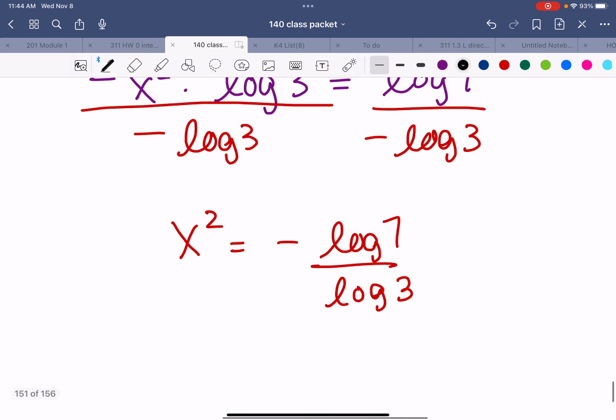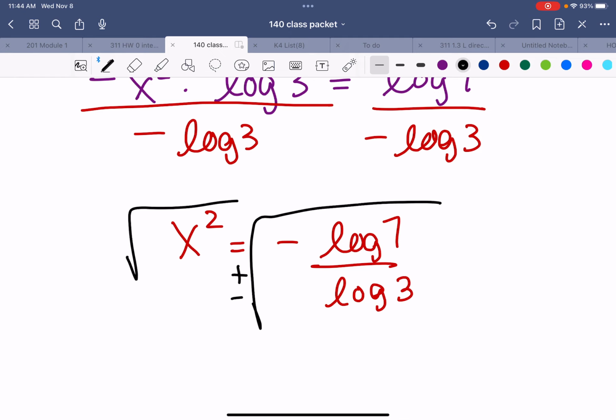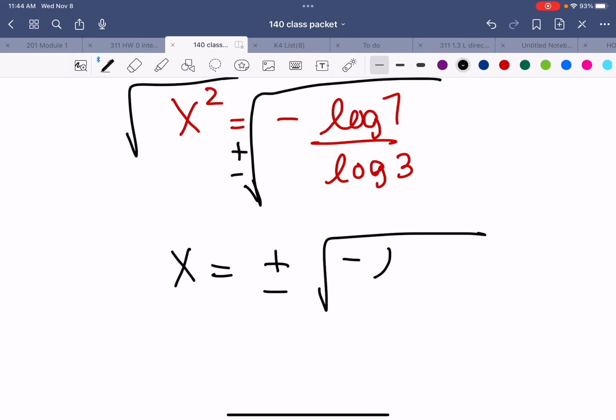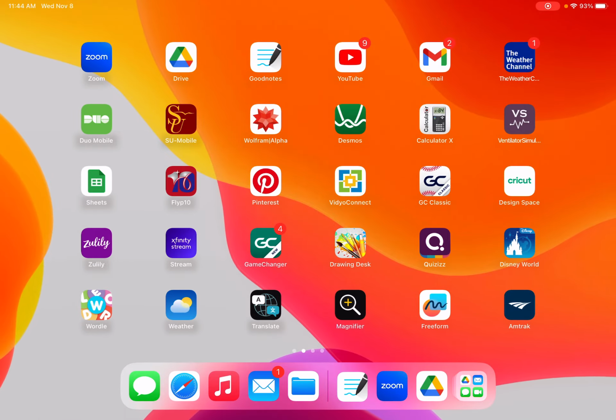And then the last thing I'm going to do to get my x by itself is to take the square root and take positive negative. So what we would end up with here is x equals positive negative square root of negative log 7 over log 3. Now this looks a little skeptical, but we're going to see what happens here. So let's try to see if we can figure out what number this is.